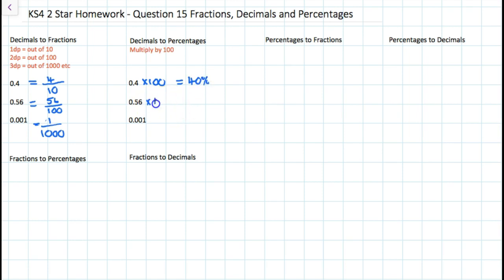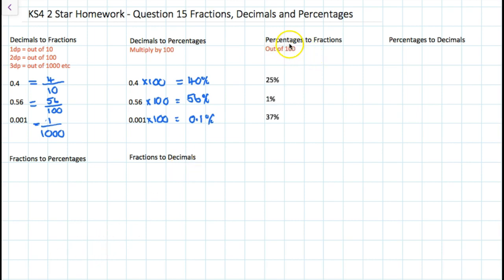This one, we're going to multiply by 100 again. This time we jump once over the 5, once over the 6, leaving us with 56%. Bottom one again, multiply by 100. We jump over the 0, to multiply by the 100, leaving us with 0.1%.